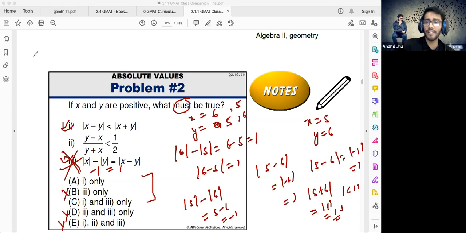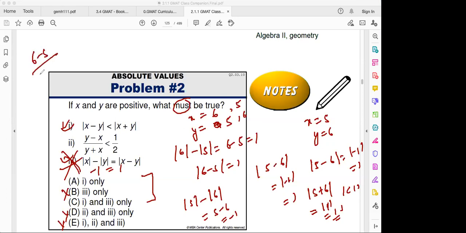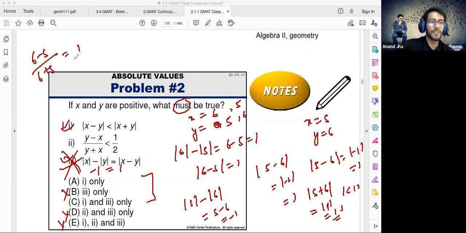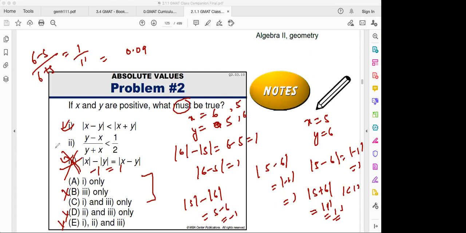What is the second? 6 minus 5 by 6 plus 5. 6 minus 5 is 1. 1 by 11. How much is 1 by 11? 0.09. Right? So it is satisfying. Any option there? 1 and 2 only, 1 only, 3 only, 1 and 3 only, 2 and 3 only, 1, 2 and 3. Then the answer should be A. But B also is getting satisfied. Yes, 1 and 2 are getting satisfied.